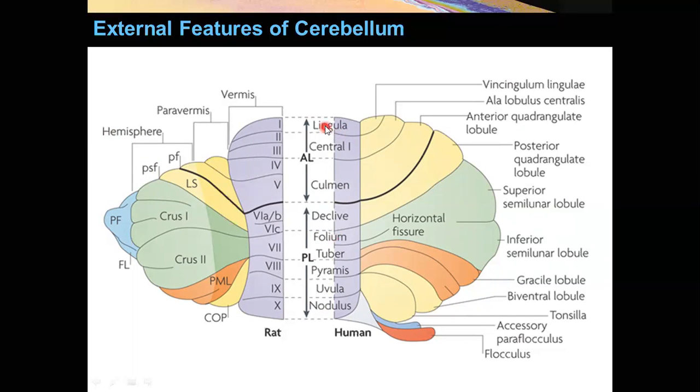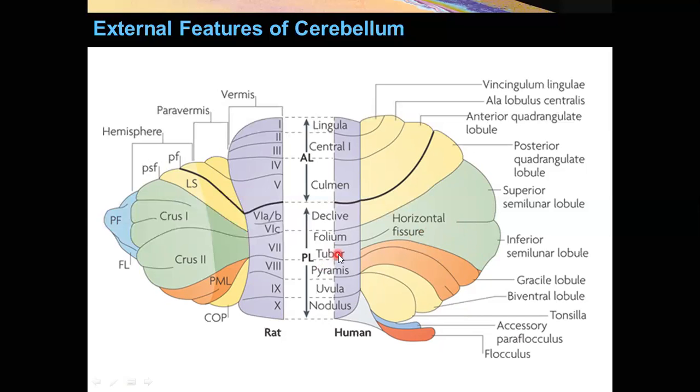There is a correspondence of each part of the vermis on the cerebellar hemisphere. Lingula, its correspondence or its continuation on the cerebellar hemisphere is the vinculum lingulae. The continuation of the central lobule on the cerebellar hemisphere is the ala lobuli centralis. For the culmen, it is the anterior quadrangular lobule. For the declive, it is the posterior quadrangular lobule. For the folium, it is the superior semilunar lobule and the inferior semilunar lobule.